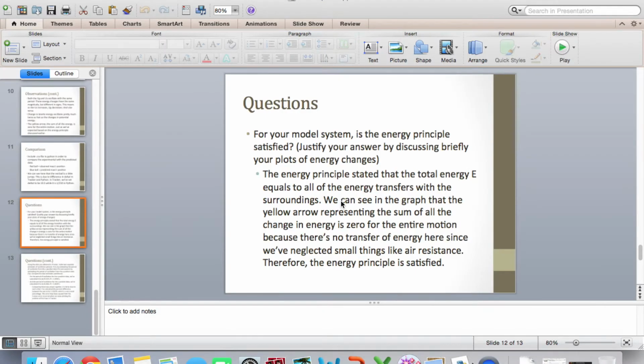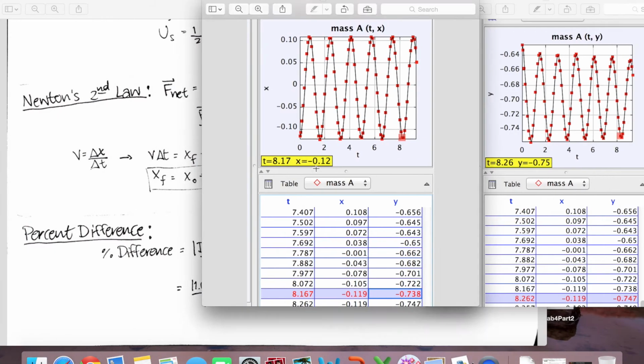For the questions, we pretty much answered the first one already. The energy principle states that the total energy change equals all of the energy transfers with the surroundings. In the earlier graph, the yellow arrow, which represents the sum of all the energy changes, is 0 for the entire motion, because there is no transfer of energy since we neglected air resistance. Therefore, the energy principle is satisfied.